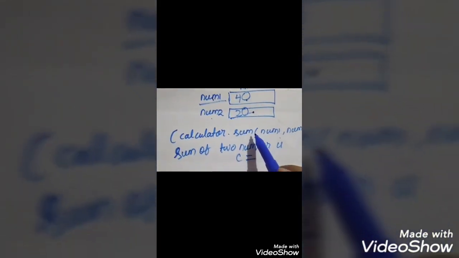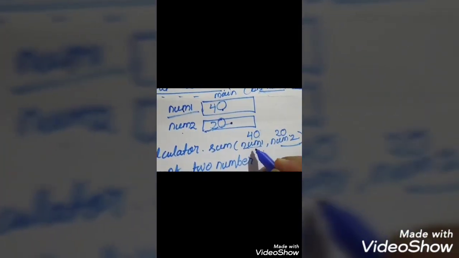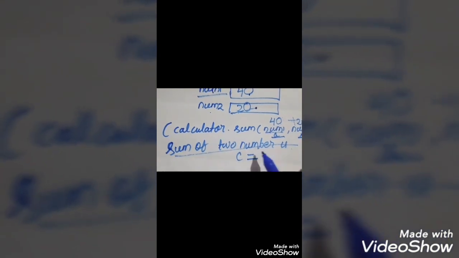Inside the program it will be replaced in the statement. Here it is written sum of num1 and num2. The value 40 goes here and the value 20 goes here. This 40 and 20 will be replaced by the a and b values. So a will be 40 and b will be 20. Inside the program 40 is added to 20, so the sum of the two numbers, c, will be 60. Okay, do all of you understand?